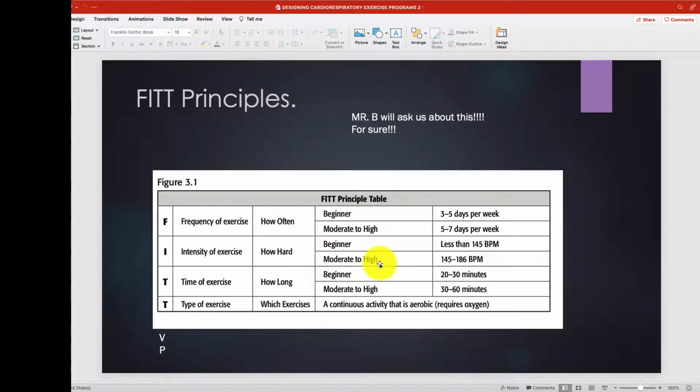So we can see that the intensity in this case is going to be 145 to 186. And how could we measure that? Well, we could put a heart rate monitor on them and make sure that when we are exercising them, we can keep them within their beats per minute range that we want them to be in, right? If they're trying to work on their sprints, well, if the intensity's high, the time is going to be lower. So again, maybe we don't want 30 to 60 minutes.